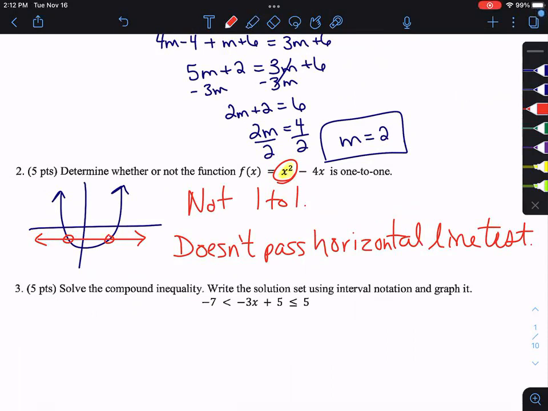The question similar to this is going to be multiple choice. It's a yes or no question on your final. If your parent function is x squared, it's not going to pass that horizontal line test.